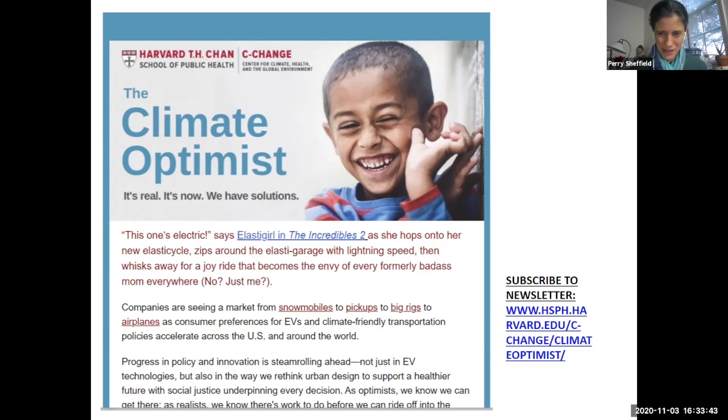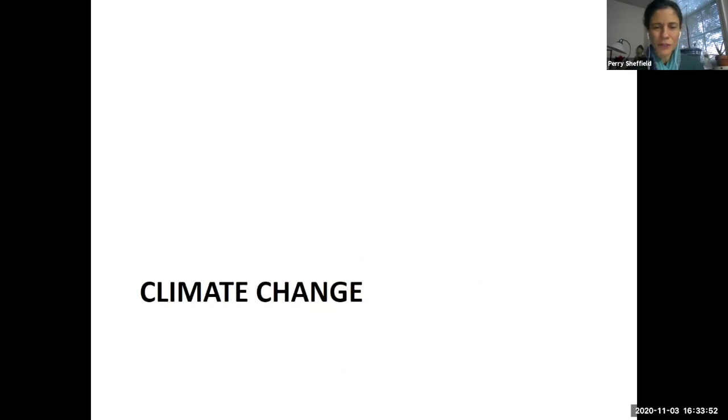C-Change is the acronym for their center. They're pretty fun, with good writing in this newsletter. So then we pivot. That was a bit about biodiversity, and I started to foreshadow how it's linked to climate change.